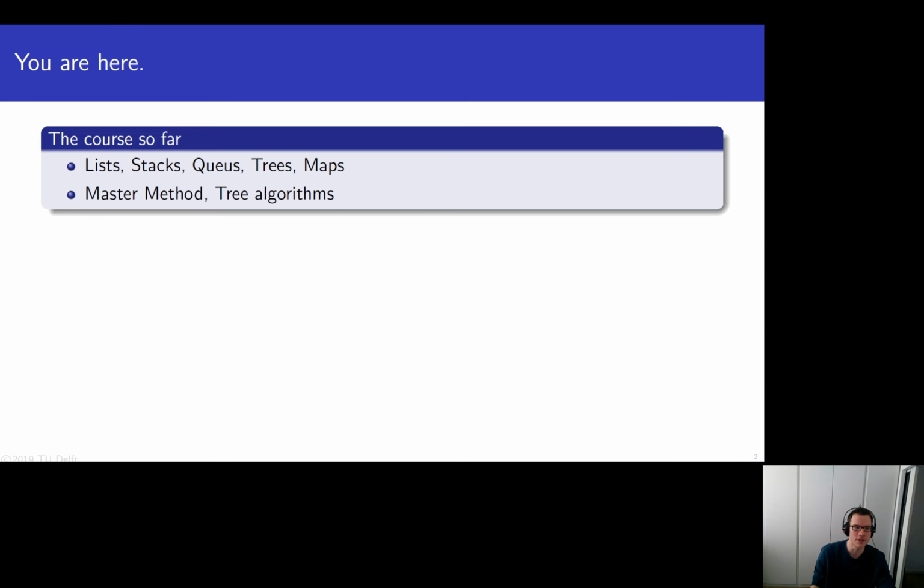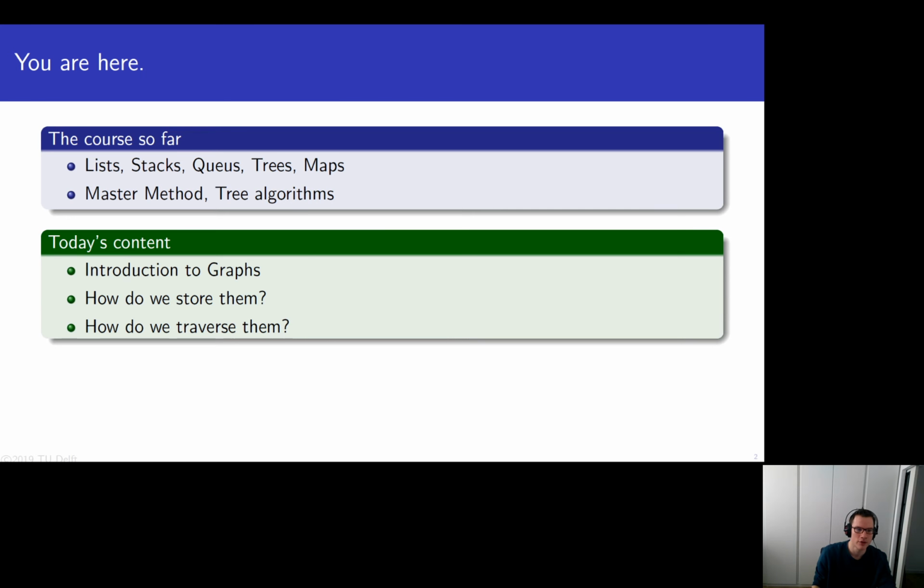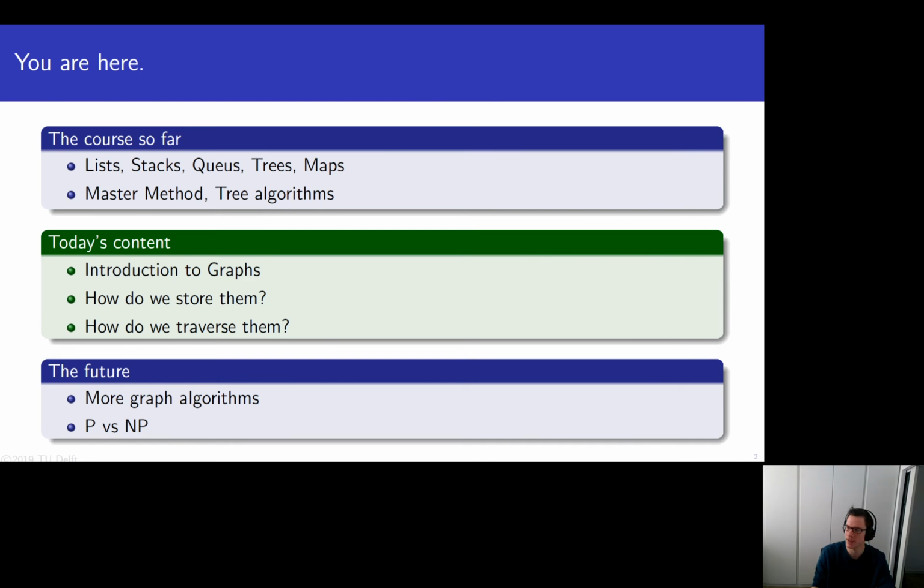So, what have we seen already? Well, we've talked about lists, stacks, queues, trees, maps, the master method, tree algorithms, a whole bunch of stuff. Today I'm going to give you an introduction to graphs. I'm not sure if we get to the storing part, and the traversing I'll definitely save for Thursday. But at least the introduction I'll cover today. And next week will be all about graph algorithms as well: shortest path, topological orderings, all kinds of fun stuff. And we'll leave P versus NP for the final week.